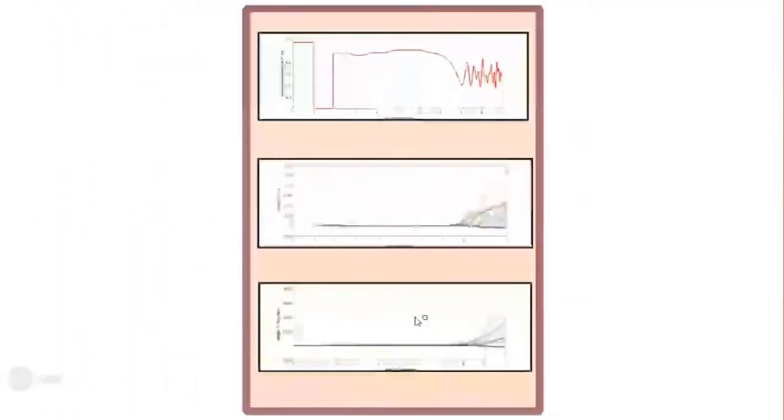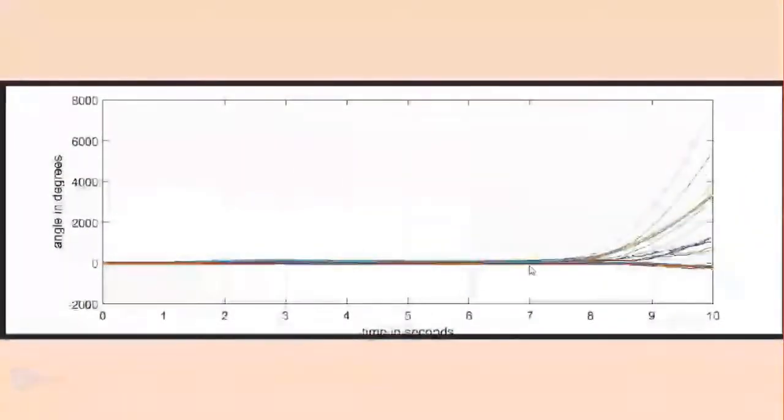For the rotor angle, it also shows an increase in angle for the generators after 7 seconds, and this could cause severe damage to the system if it continues for a much longer time in real practice.